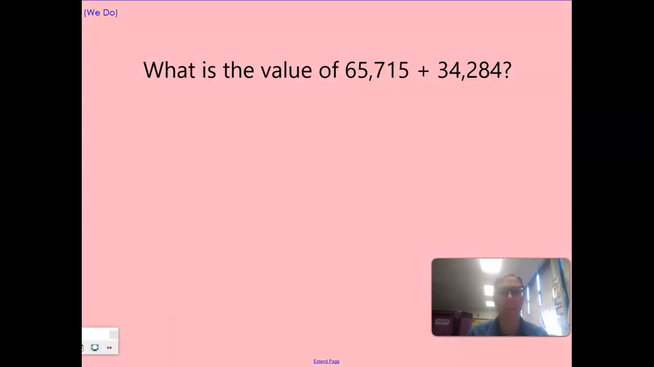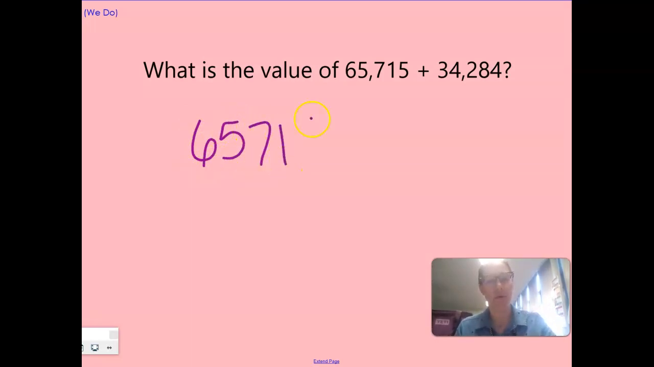Okay, here's the next one. Let's do this together. What is the value of 65,715 plus 34,284? So what should I do first? Let's line them up vertically, one number on top of the other. So put your larger value on the top, no comma. All right, now what would we say was the strategy here? Let's write the second number starting on the right and working our way left.